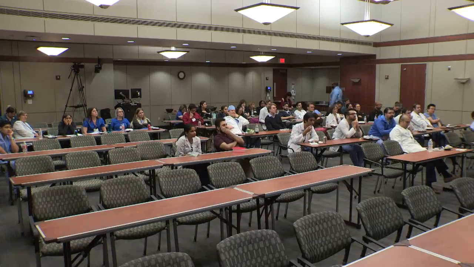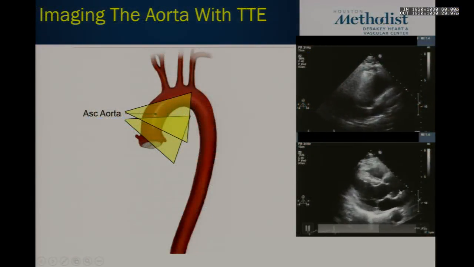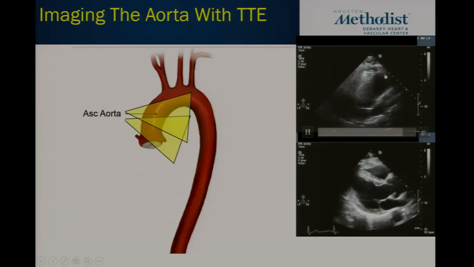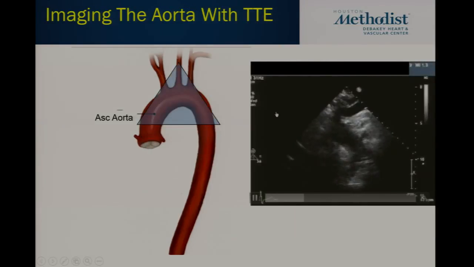All right, so it's important for sonographers that you spend time to try to see, because with transthoracic echo, you really can do a fairly good job at keeping track of the size of the root and the size of that proximal ascending aorta. And that can be very helpful on a patient by patient basis.